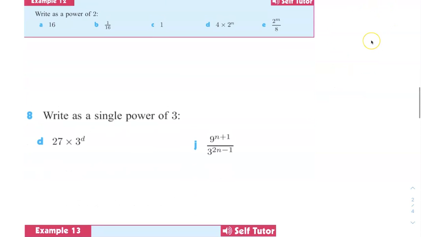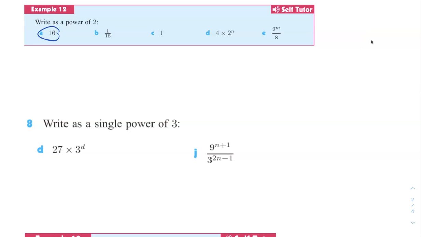Write these as a power of 2. So 16 is just 2 to the 4th. Down here, you could do the same thing. That's 1 over 2 to the 4th.